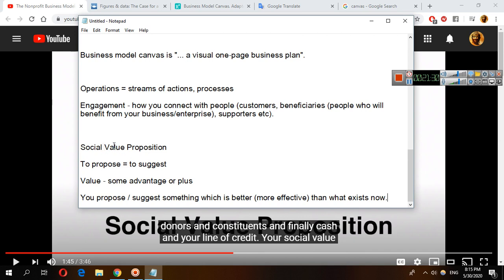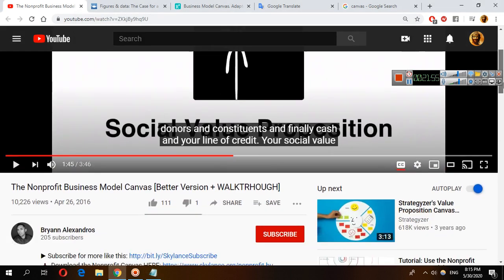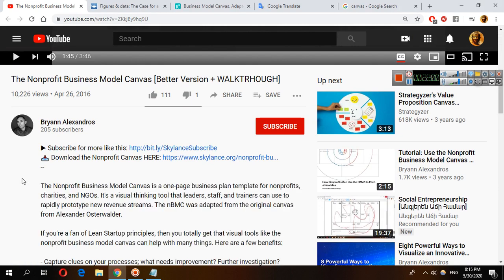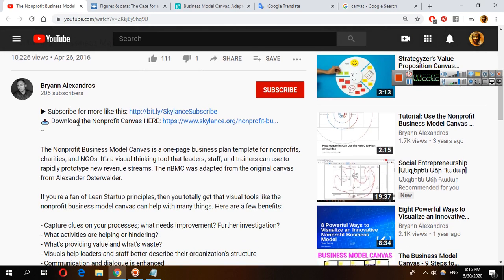The social value proposition is very important because people are going to judge your business or your enterprise, your initiative based on social value proposition. If they like it, if they buy it, if they support it, then they will support your business and your initiative. So SVP is something that you need to be very, very conscious and strategic about.